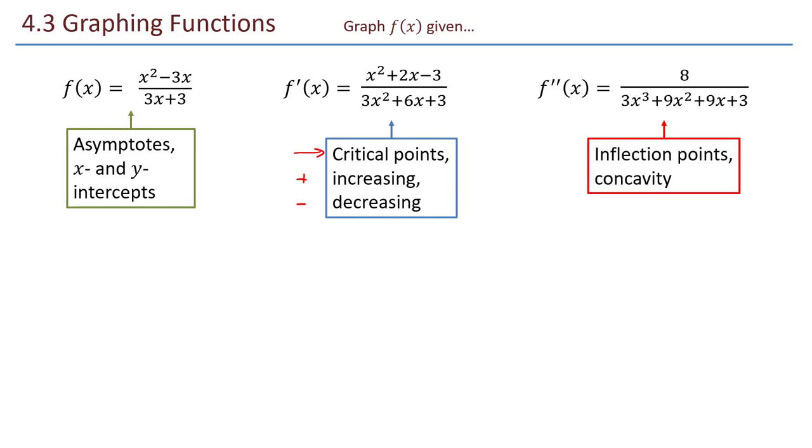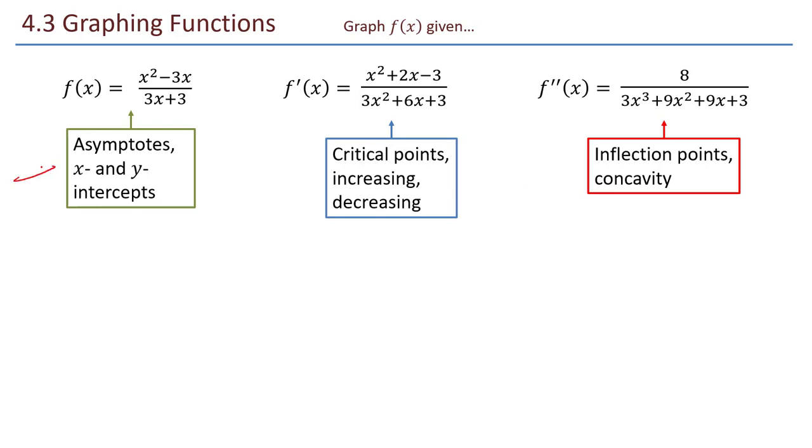The second derivative tells me about inflection points and concavity. Inflection points are going to be where my second derivative is 0, or really where it changes concavity. The function is either concave up or concave down, and concave up occurs where the second derivative is positive, and concave down occurs where the second derivative is negative. So we can learn all kinds of graphical things about the function by looking at its original expression, the first derivative, and the second derivative.